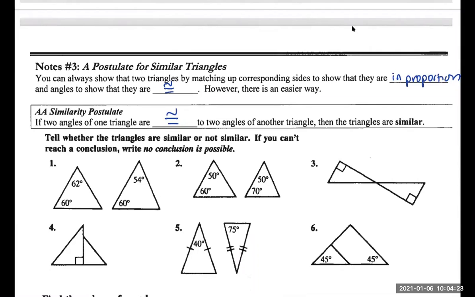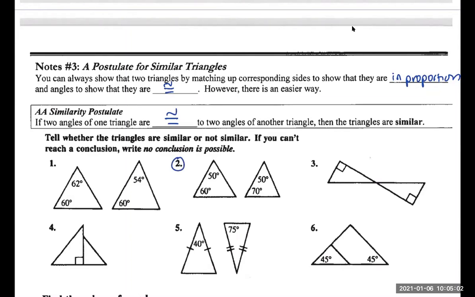The question is, tell whether or not the triangles are similar or not similar. And then if you can't reach a conclusion, write no conclusion is possible. So here you guys have three possible answers. Yes, they are by AA. No, they aren't. We know for sure they aren't from the information given. Or the third possibility is we actually technically don't have enough information, so I'm going to say no conclusion is possible. So there's a difference between no, they are not similar versus no, no conclusion can be reached because I don't have enough information. And so I'll point out the difference to you guys.